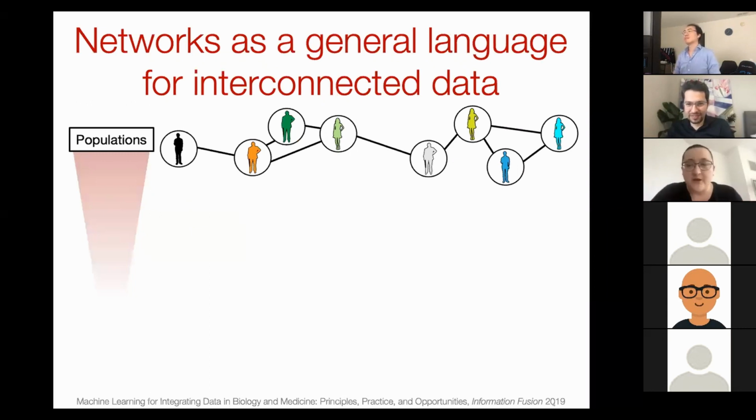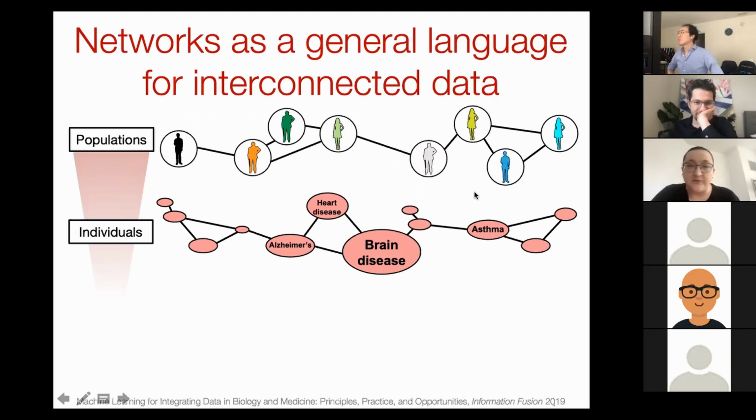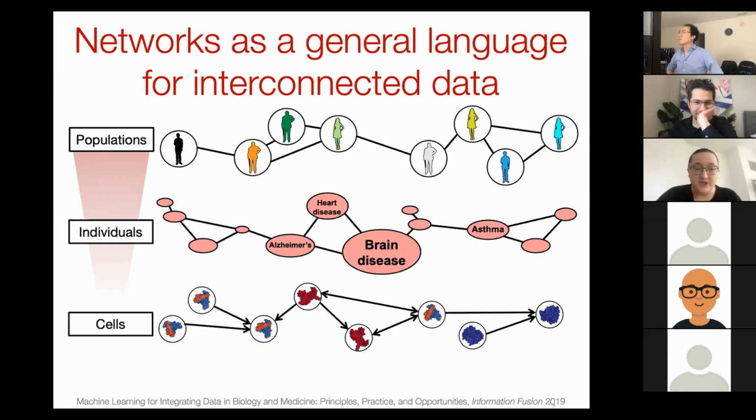In much of my research, we are using networks or graphs as a general language that can bring together heterogeneous data sets. The way I think of networks is that they allow us to represent information and interactions at the level of populations or groups of individuals and the various kinds of interactions that might exist between them, all the way down to interactions between various phenotypes in disease or diseases within an individual, and then interactions between molecules or cells at the cellular level.